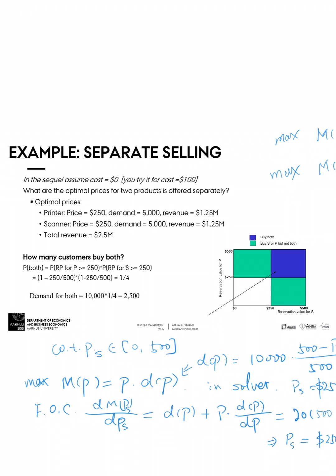So those are just two different ways. In Solver, it's one way, and you can also do it the mathematical way. The optimal solution is also 250. That's how you get the optimal solution for separate selling in this slide.